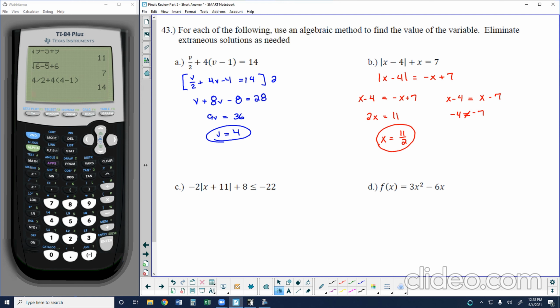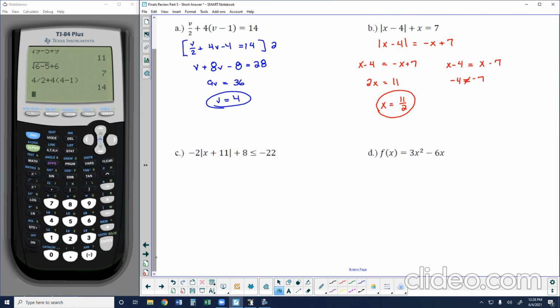Now we do have to make sure that we check, even though I only had one solution in this instance, a lot of absolute value equations will have two solutions. So we have to make sure we consider both cases when we remove the absolute value. In C, we see another example of that. The difference in C is we now have an inequality. So the expression is less than or equal to negative 22.